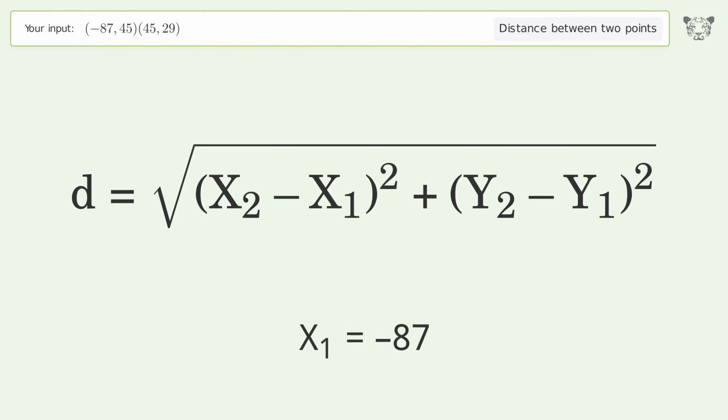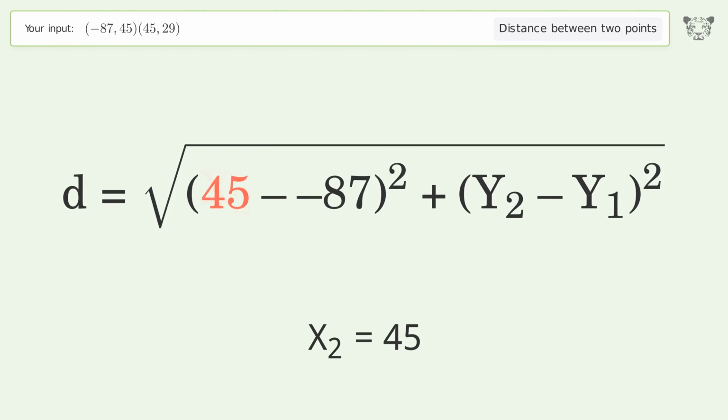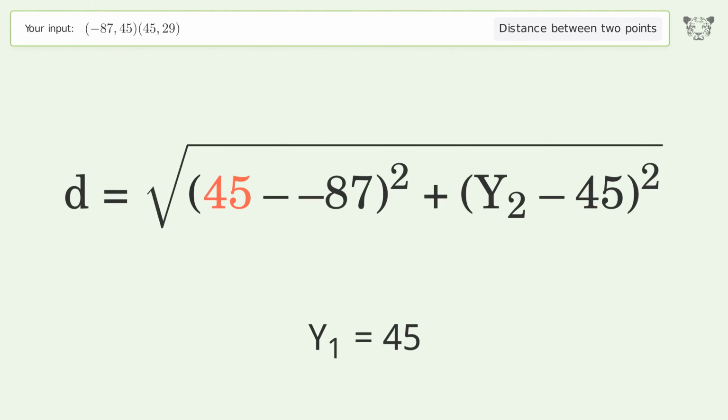x1 equals negative 87. x2 equals 45. y1 equals 45. y2 equals 29.